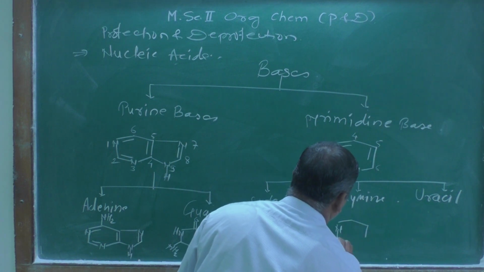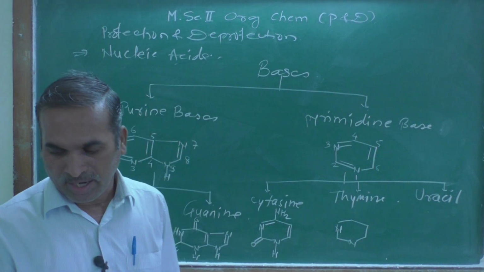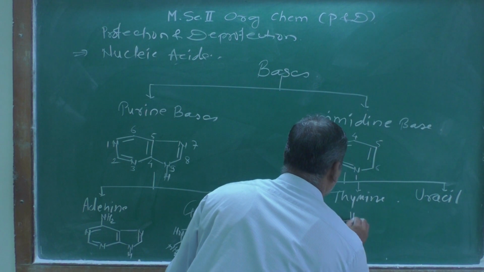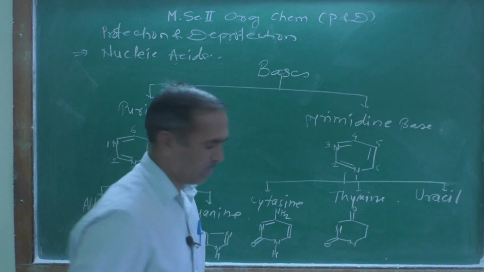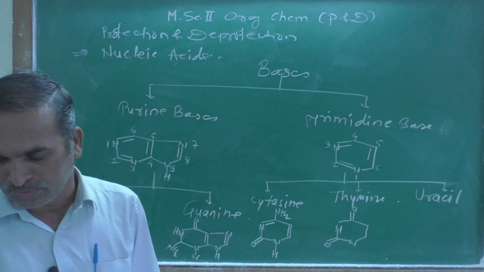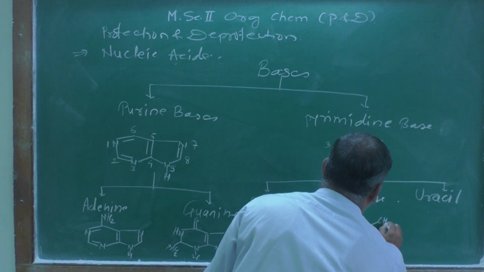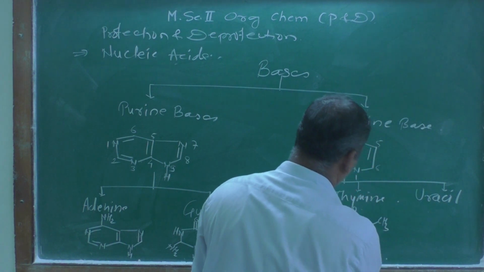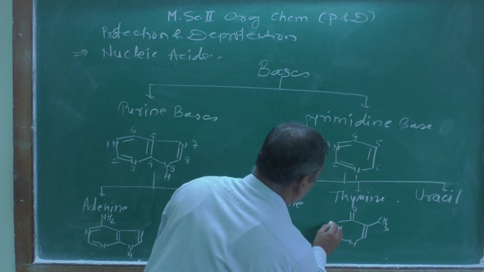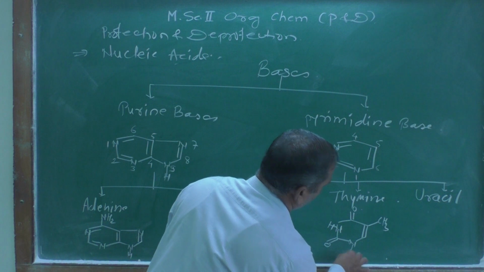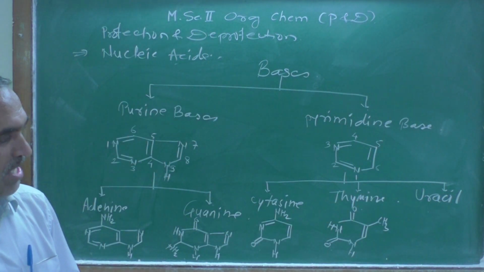At 1 and 3 position there will be the nitrogen atom, and at 4 position there will be a carbonyl group. At 2 position there will again be a carbonyl group, and here is a CH3, a double bond, an alpha beta unsaturated compound, and here is one hydrogen atom, and here again one hydrogen atom. So this is the structure of thymine.